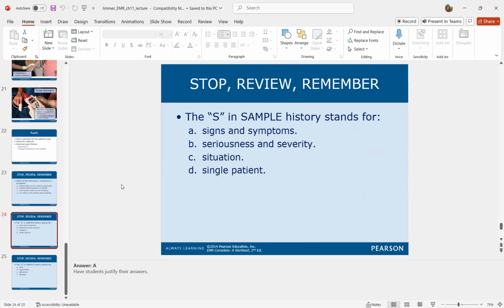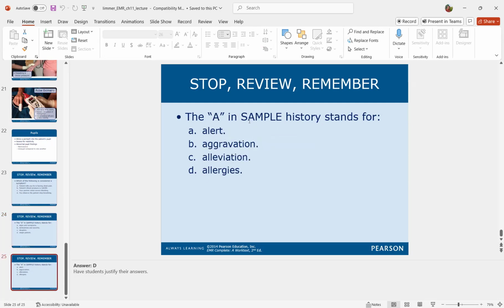S and SAMPLE history. So you guys are going to have to make flashcards. So SAMPLE, OPQRST, AVPU, I'm throwing a bunch of stuff out at you. But SAMPLE, the S, signs and symptoms. Our A in SAMPLE, allergies, right? M would be medications. Our P would be past pertinent history, past medical history. L would be last oral intake. Sometimes I say ins and outs as well. And then E is events leading up to that situation. Why did they call us?